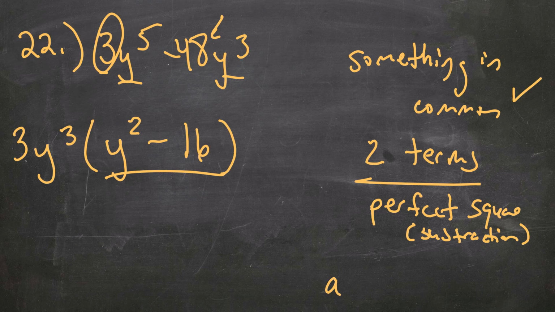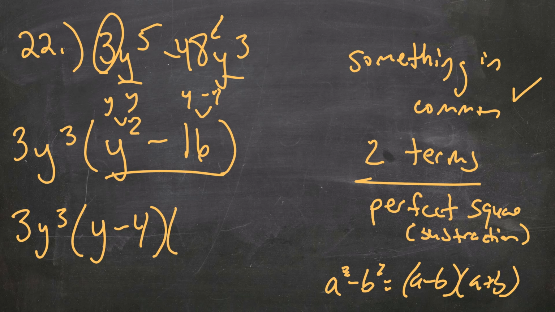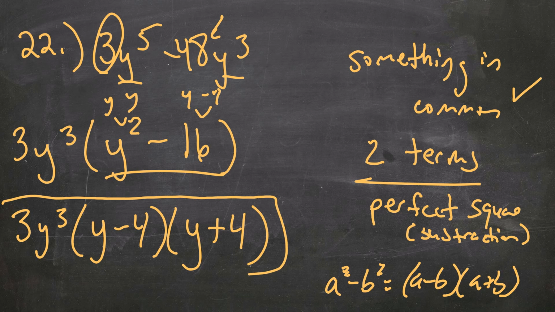which means I get to use this formula: a squared minus b squared equals a minus b times a plus b. So this breaks down into y and y, 4 and negative 4. So my final answer is actually 3y cubed times y minus 4 times y plus 4. And that's it.